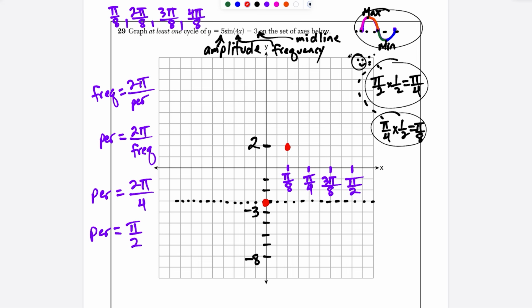So I go midline, max, back to the midline, and then I go down to the minimum here, down at -8, and then I go back to the midline at pi over 2. But remember, these are the significant points here to plot. And then when I sketch my full cycle, I just connect it with the sine wave like this.